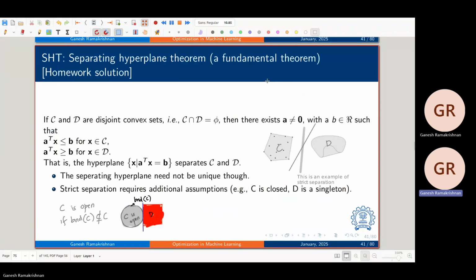Okay, I have tried to give examples. If C is open and the boundary of C is not a subset of C, then there's a problem. That's what I've tried to show you. This is exactly the x greater than 0, x less than or equal to 0 example. C is open, but the boundary of C is not in C. Then you might have a problem in terms of strict separation. And this is an example of strict separation here. C and D here are strictly separated in the figure.